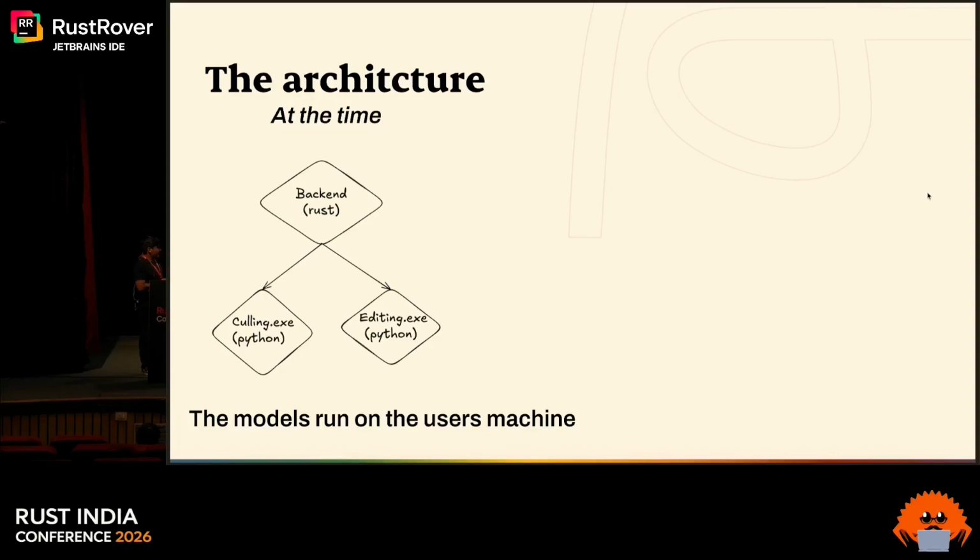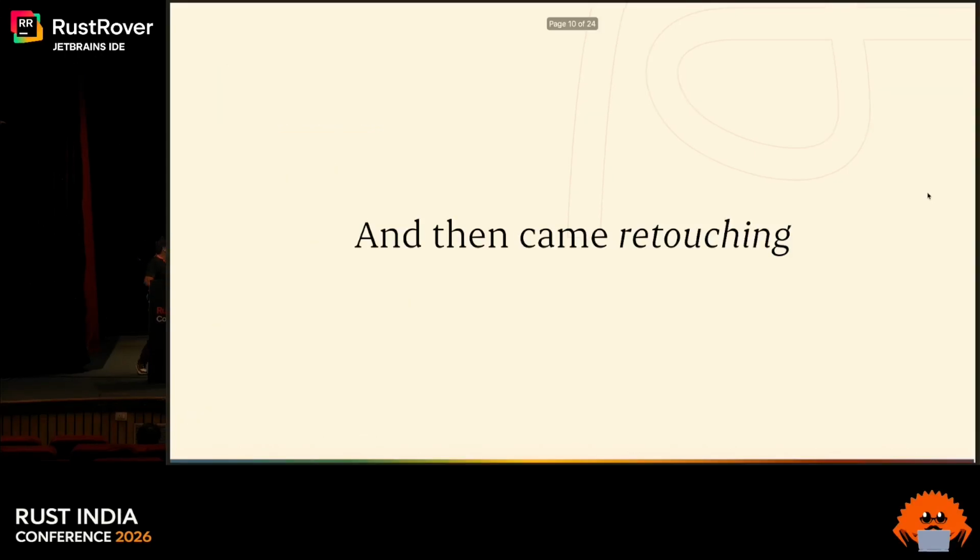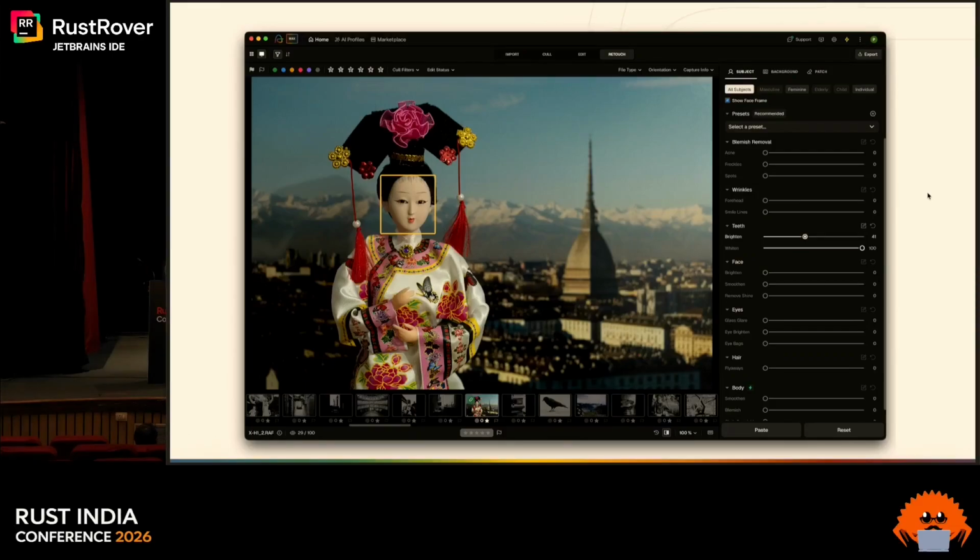worked pretty well for a while, but then came retouching. Retouching was our third major feature after culling and editing. What retouching includes is you select the face and then you tell it to remove the acne, for example, remove the blemishes from the image.